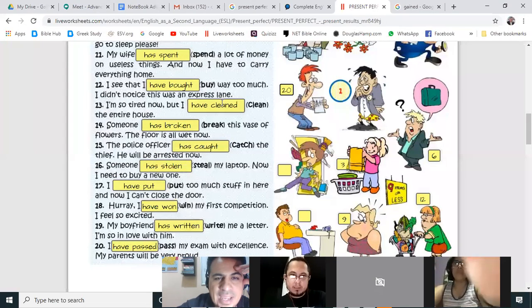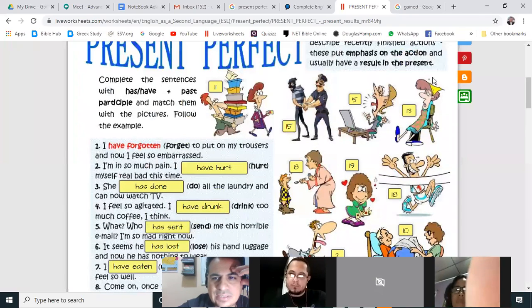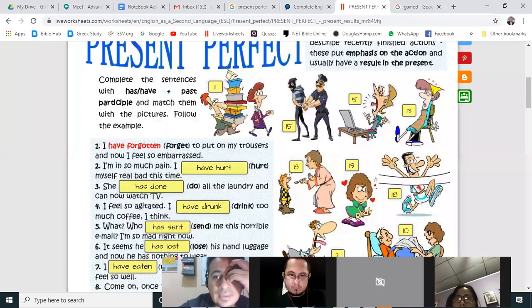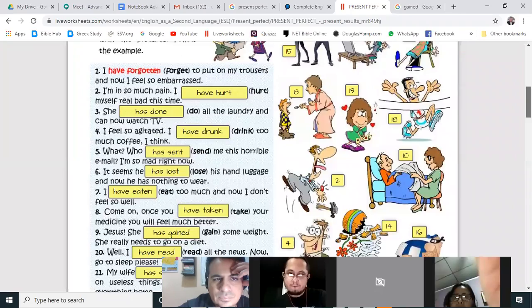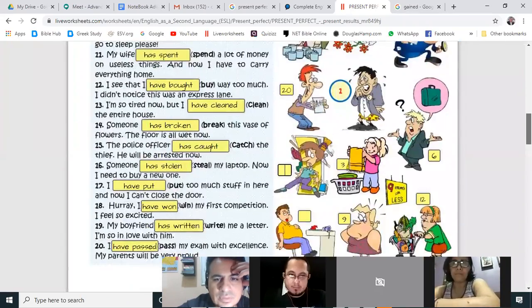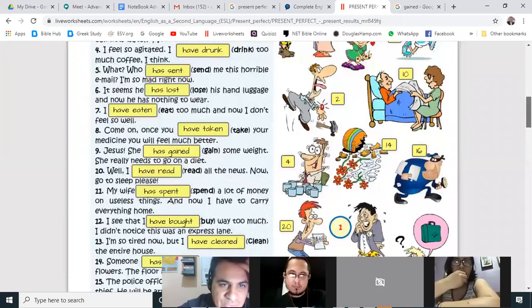I'm so tired, but I have cleaned my entire house. 13. This is 13? I'm so tired now, but I have cleaned my entire house. 13. It's not, no es esta? Porque esta, I think this is clean. This one, I ate too much. I have eaten too much.